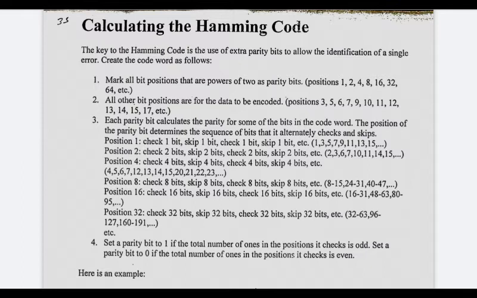So what is the value for these particular positions? Now here you are going to see the position 1. For position 1, what are all the positions we have to check here? Is it clear? The rule here says: check 1 bit, skip 1 bit, check 1 bit, skip 1 bit. For position 1 you have to start from the first position only.